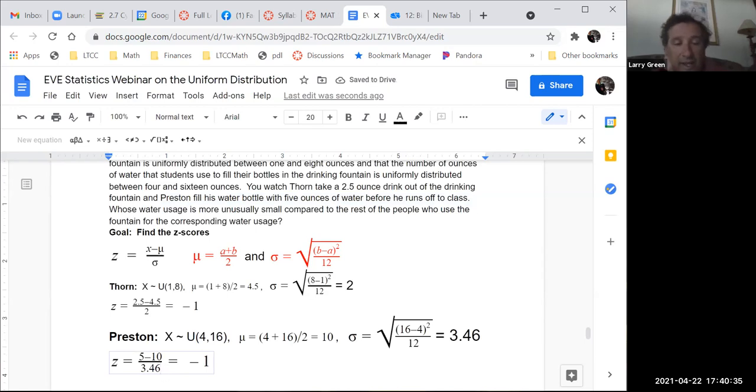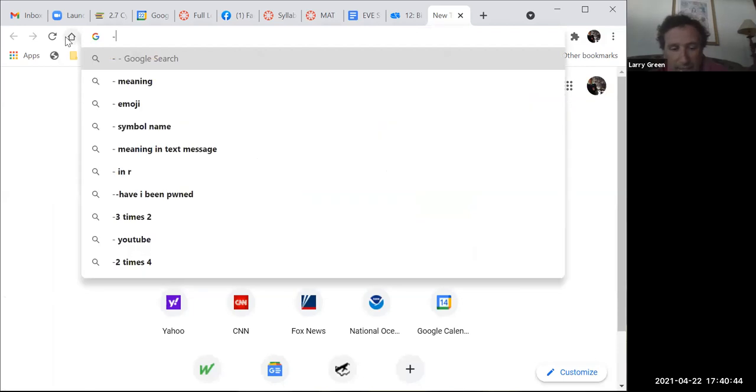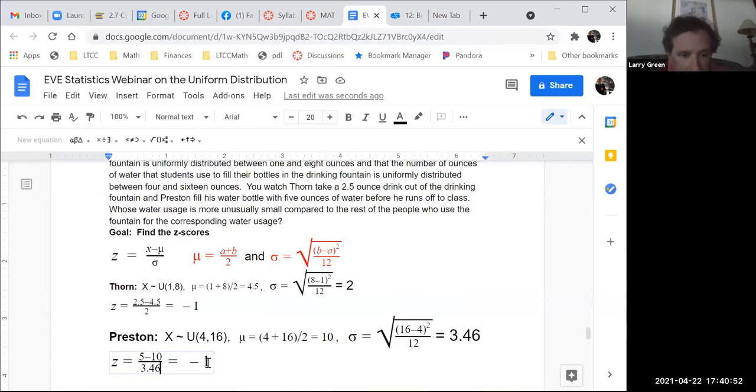Any questions on that? So we get 5 minus 10 is negative 5 over 3.46. Let's just do that. Negative 5 over 3.46. And I get about negative 1.45. Any questions?